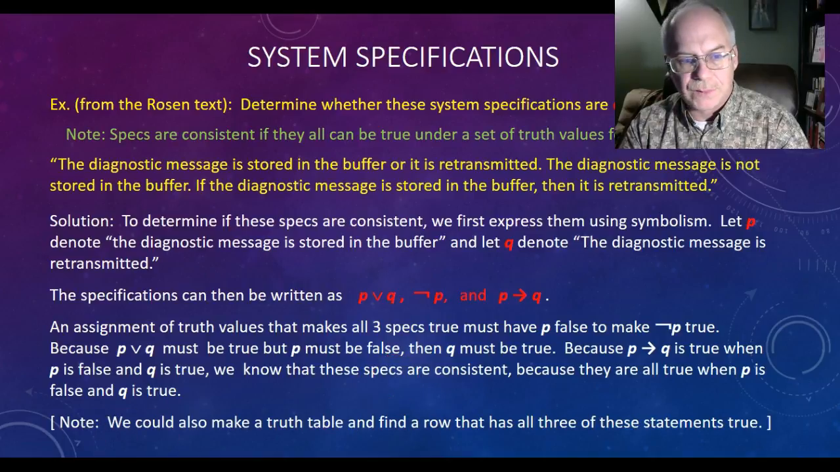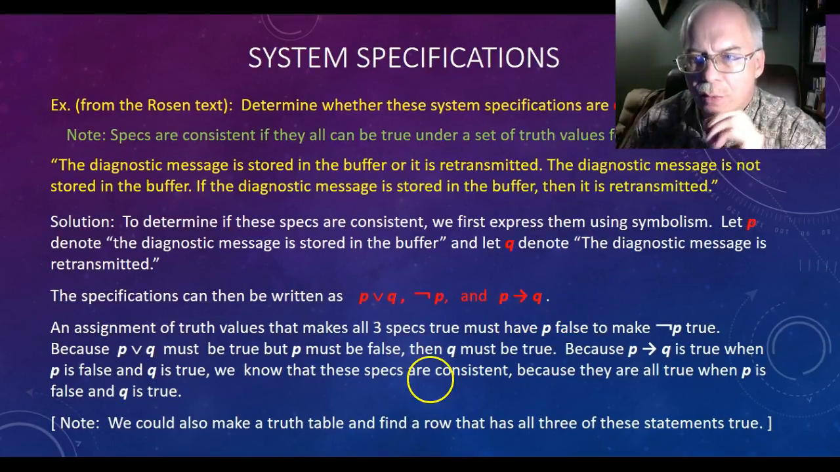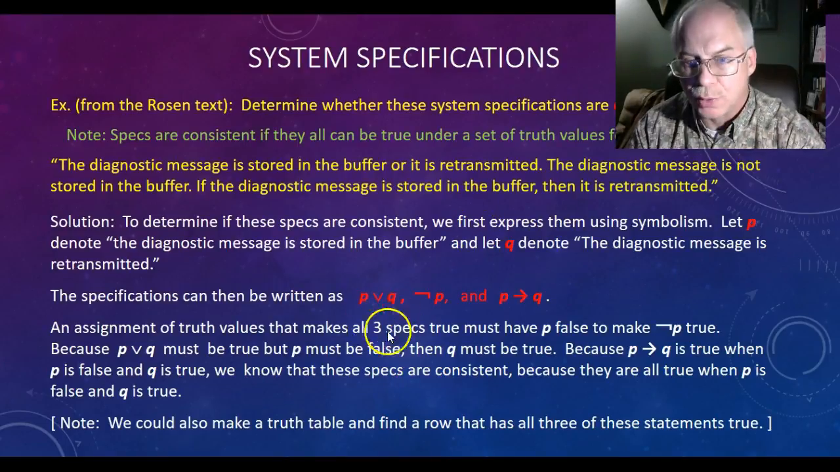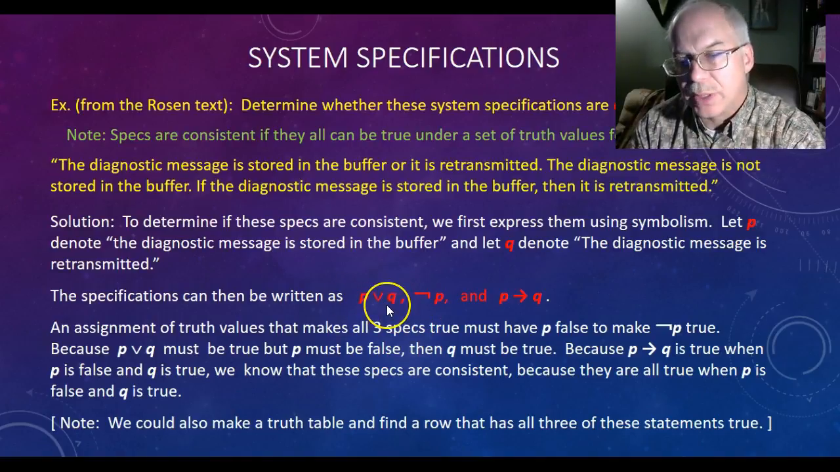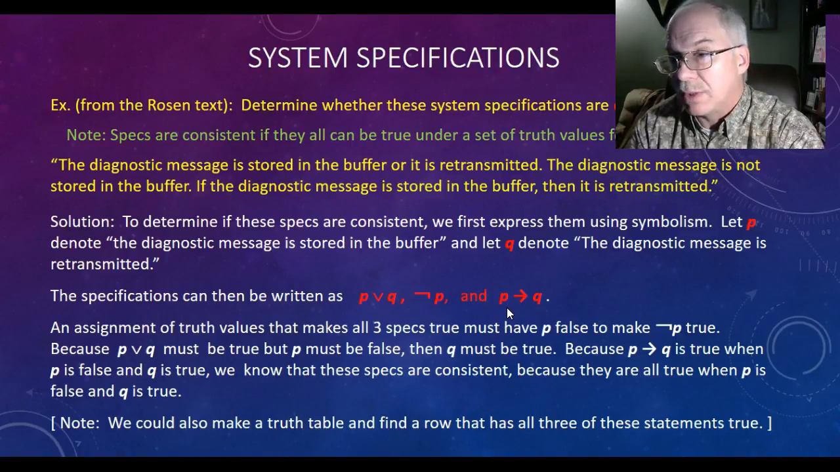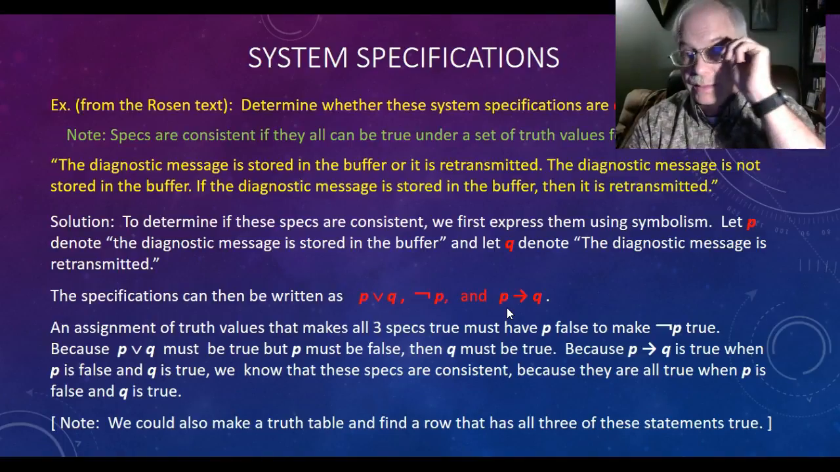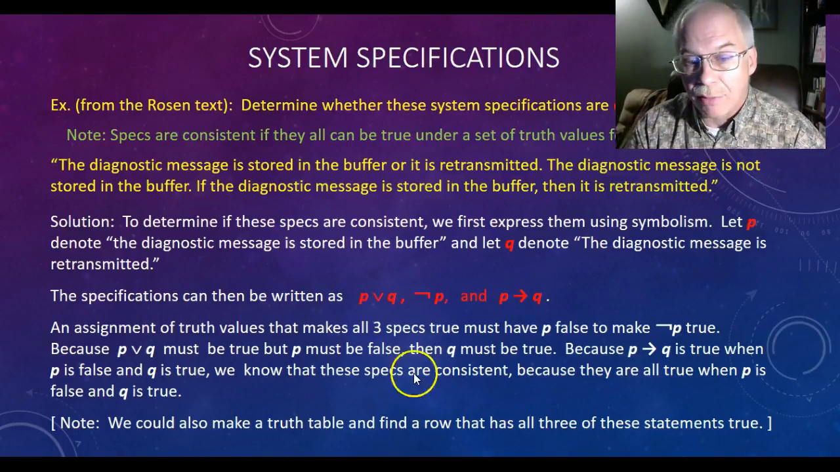All right, so all three statements are true if P is false but Q is true. The first one, P or Q, would be true because Q is true. The second one, if P is false, not P is going to be true. And the third one, an if-then statement is true if the first part of it is false. So all three are consistent. We say the system specifications are consistent. They can all be true at the same time.